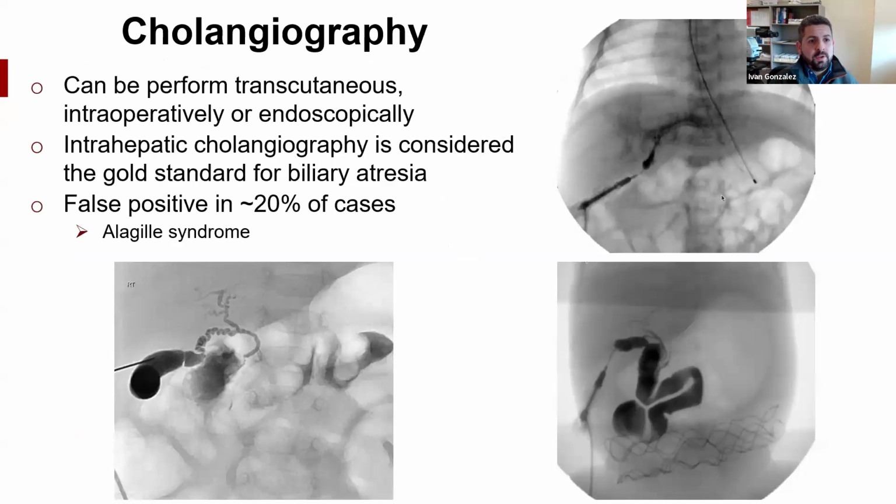Cholangiography can be performed transcutaneously, intraoperatively, or endoscopically, and it is considered the gold standard for biliary atresia. But it has a false positive rate of more than 20% of the cases. And again, that's why in some centers they will prefer to do a liver biopsy before doing this test. Because for instance, if you have Alagille syndrome, on your liver biopsy you will diagnose bile duct paucity, and hopefully it will avoid taking this patient to the OR and doing a cholangiography.